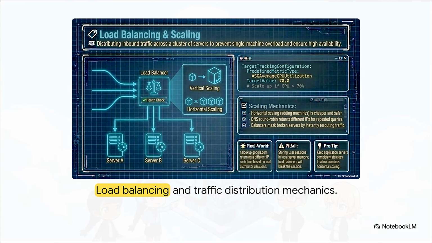But to handle massive spikes, you need traffic cops. Enter the load balancer. An application load balancer distributes inbound requests across a horizontally scaled cluster of servers. If one server breaks, the load balancer instantly detects it through health checks and seamlessly reroutes the traffic. Notice I said horizontal scaling. Unlike vertical scaling, where you just buy a bigger, more expensive machine, horizontal scaling lets you infinitely add smaller, stateless servers to share the load.